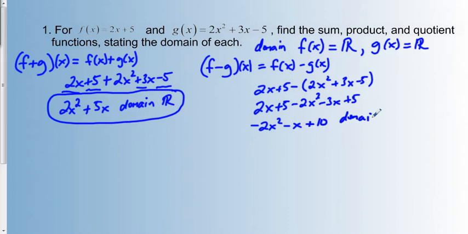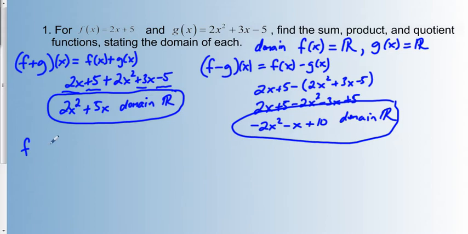The domain for the difference function is whatever's in common to f of x and g of x. So they're both all real numbers. That domain is all real numbers as well, and I hope it's pretty clear that that's from the difference function. Product fg, meaning f times g of x, is f of x times g of x.